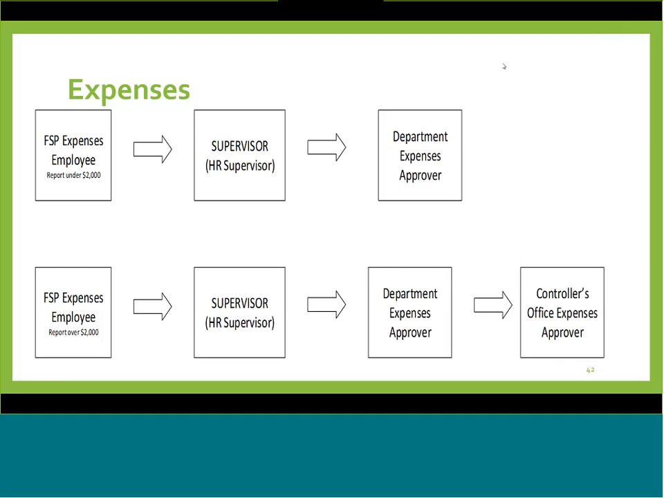It's the same thing, but over $2,000, the controller's office wants to see those expense reports. Gotcha. So they're added to the approval list. Added to the approval list. Yes, okay. And I get questions on that. Why did my expense report go to the controller's office? Because it was over $2,000.